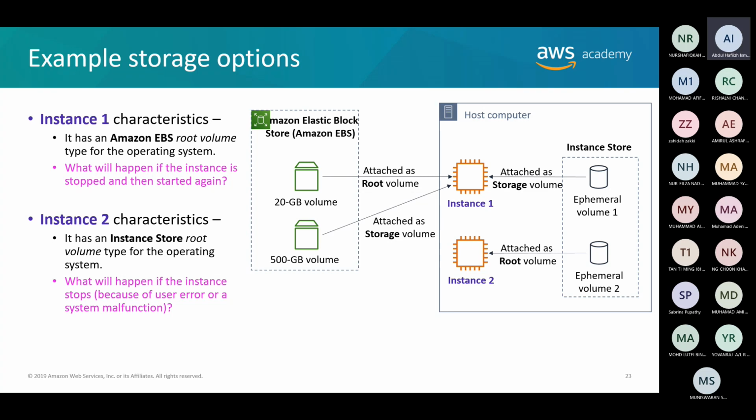So yang ni EBS, yang ni EC2. Satu EC2 ni attach pada EBS. So this EBS ada dua volume. So kalau instance ni stop or ada error, then the data dalam ni akan stay dalam tu lah. So kalau kita guna instance store attach pada instance ni, kalau dia stop ataupun ada error, so data dalam ni akan hilang.